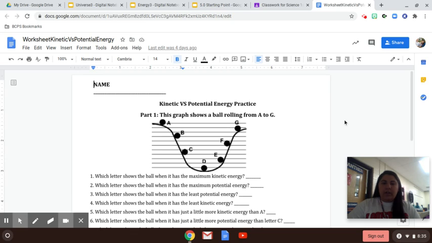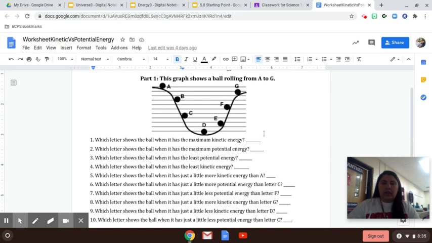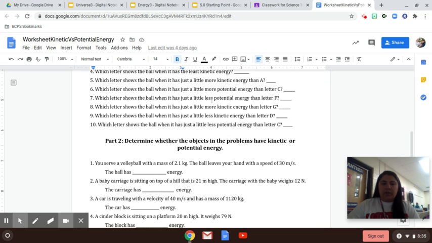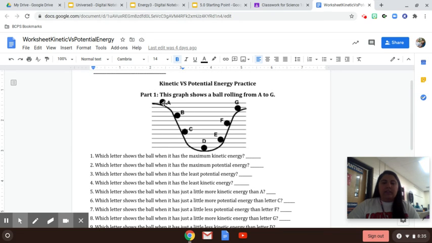So this is today's assignment. All you're going to do is answer each of the questions using this image for the first 10 questions. And then there is a second part, and I'm going to explain that in just a minute. So all you're doing here is looking at the different positions of the ball. Okay, so we have A, B, C, D, E, F, and G.